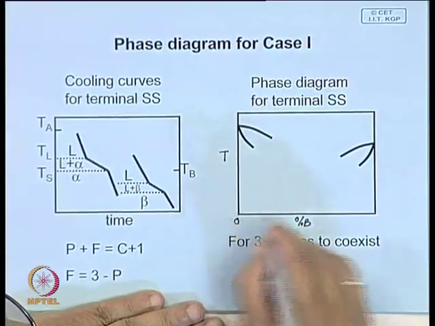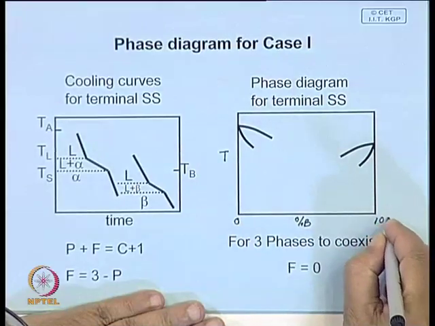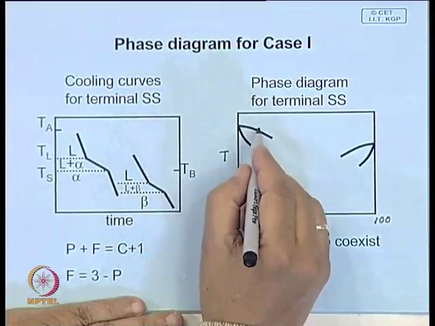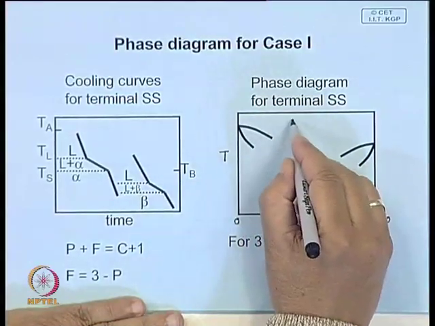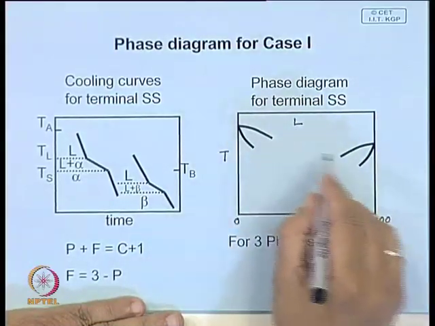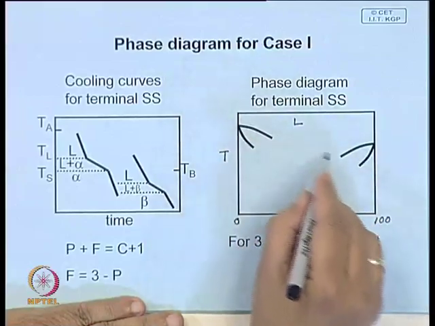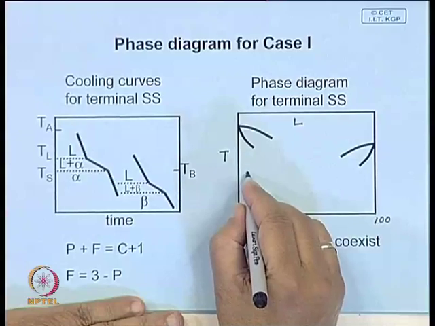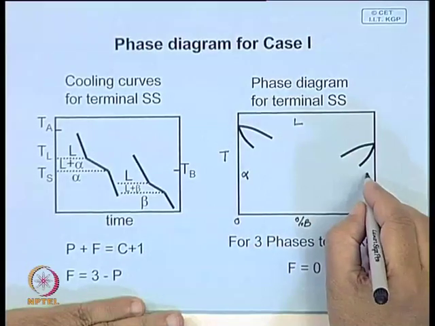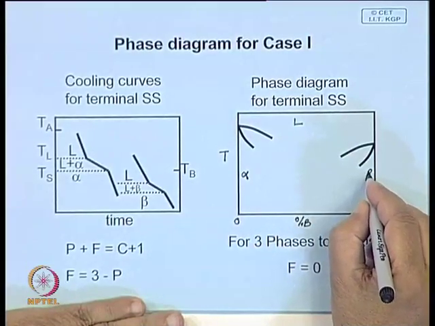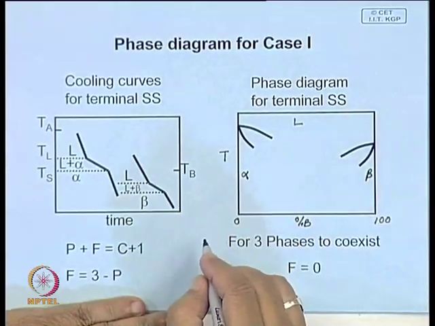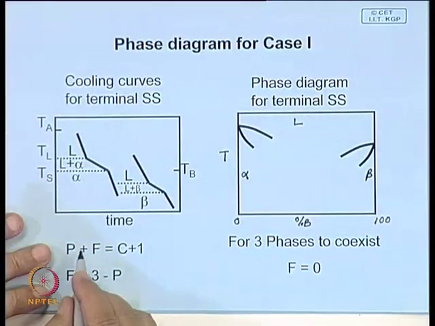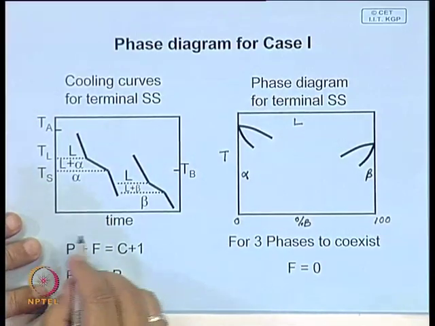So, this is 0 B, this is 100 B. Now, this part above this is liquid, and in liquid they are miscible in all proportion. This part is terminal solid solution alpha, this part is beta. Now, if you apply the phase rule, let us go back to the phase rule.